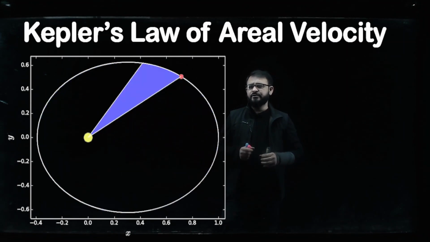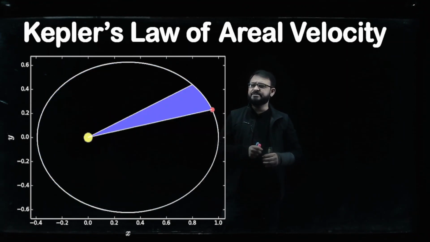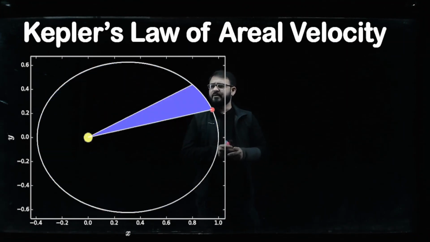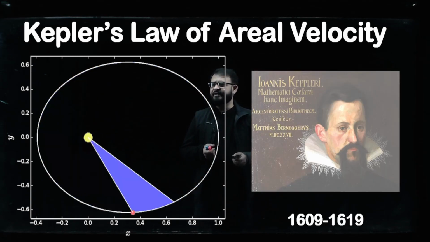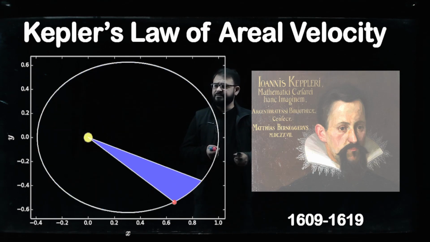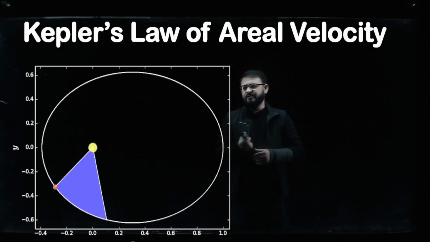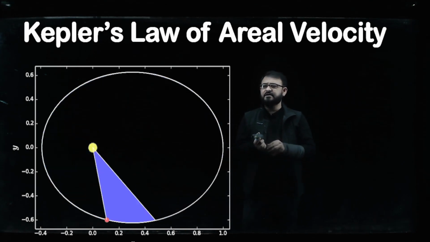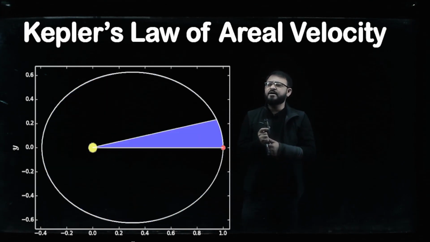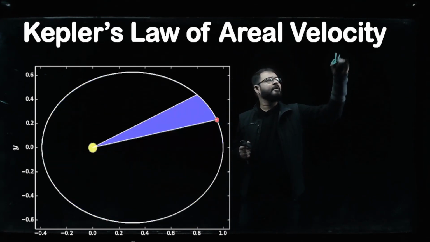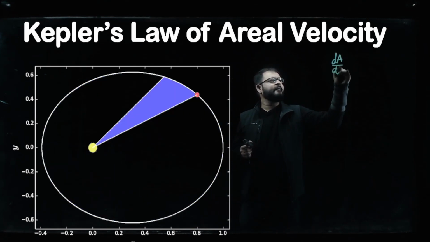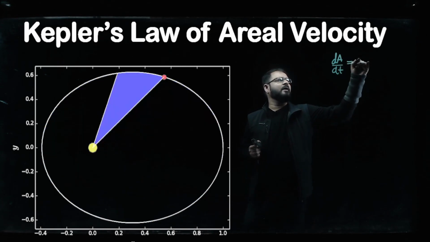So today we are going to derive Kepler's second law, that is Kepler's law of areal velocity. In the year 1609, Kepler began to discover these laws. Kepler's law of areal velocity states that the area swept per unit time, that is dA by dt, is equal to a constant.